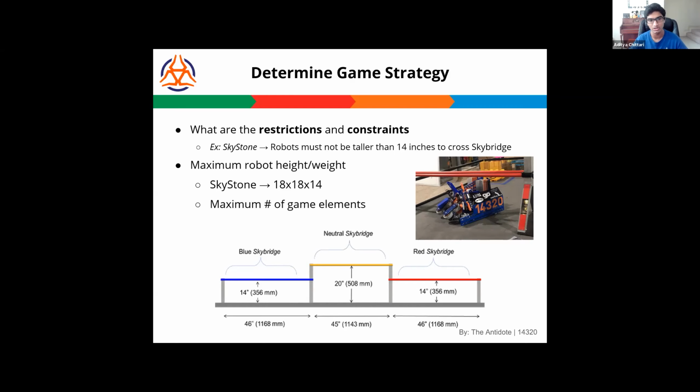Also important to consider is how many game elements you can hold at a time. During the Skystone season, you could hold a maximum of 1 stone. During the Rover Ruckus season, you could hold up to 2 minerals at a time. So it's pretty important that you read the game manual and understand what restrictions and constraints are there so you can design your robot around it.